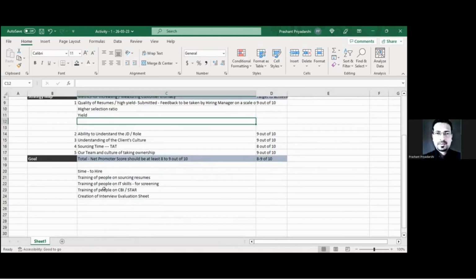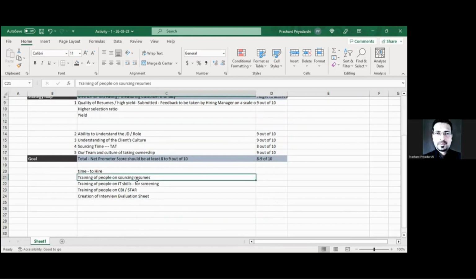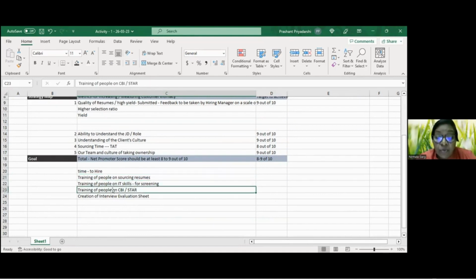Yeah. So I've written training of people on sourcing resumes, how to source from the training databases. Training of people will come next in the last section, where we will be doing that. That means in order to ensure reliability and higher selection, I will hire people who are also given training to understand the needs of the customers. So that will be the HR part.